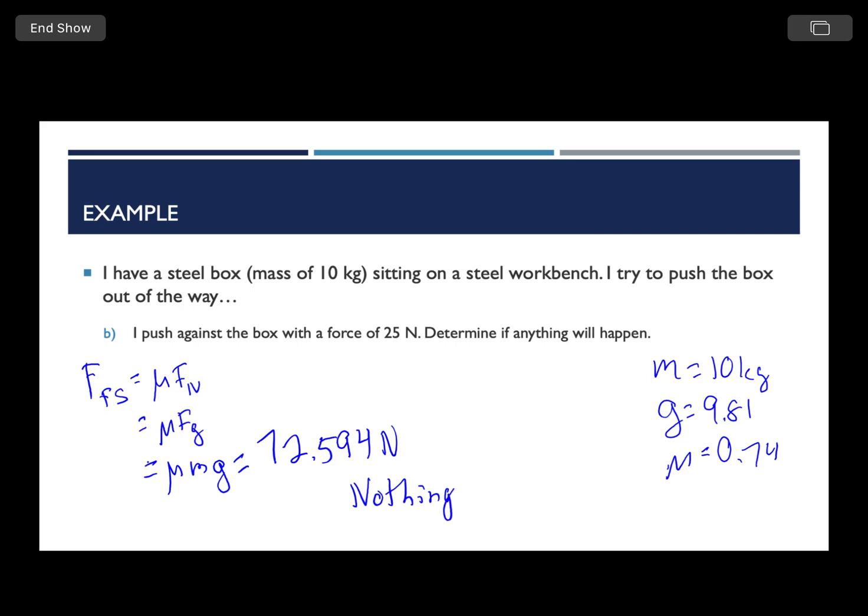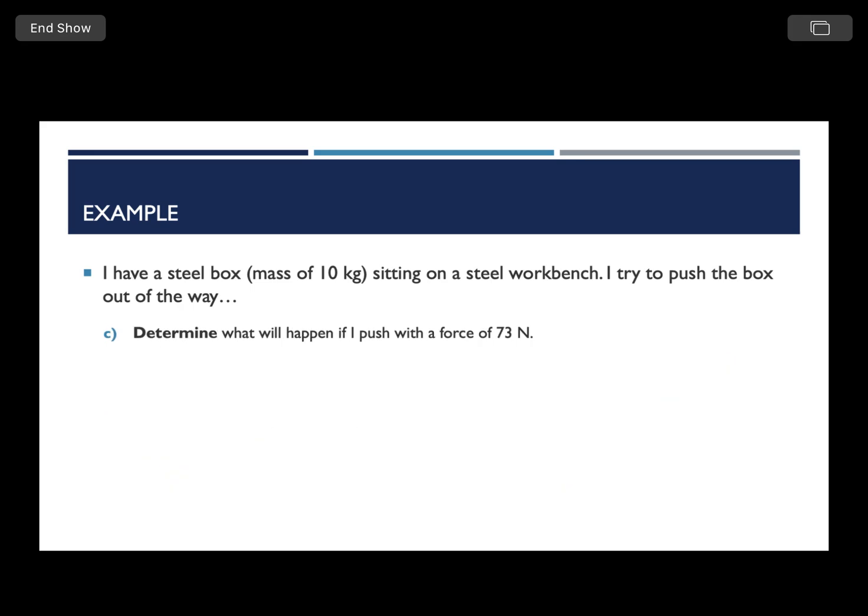So nothing will happen because that static friction is too big. The 25 newtons will not move it, will not be greater than it. Nothing will happen. Okay. Well, what if I instead push with a force of 73 newtons?